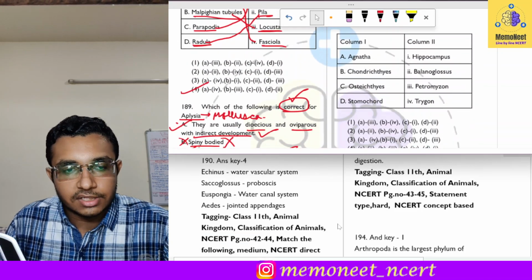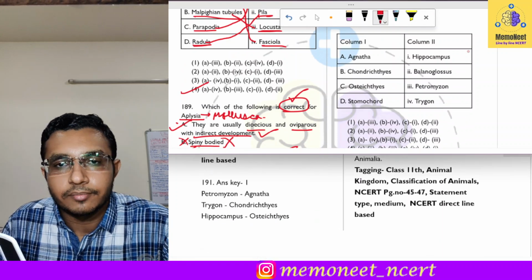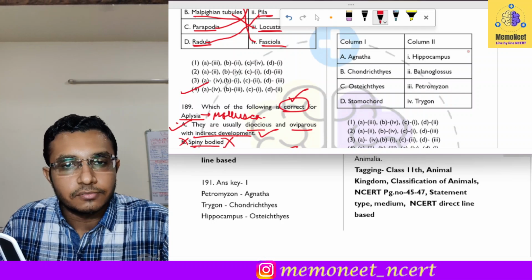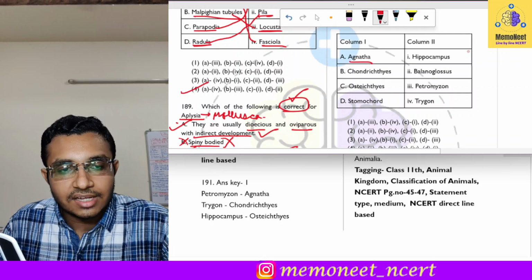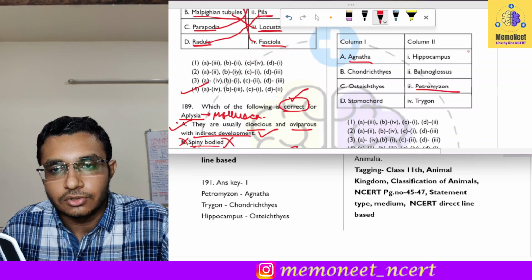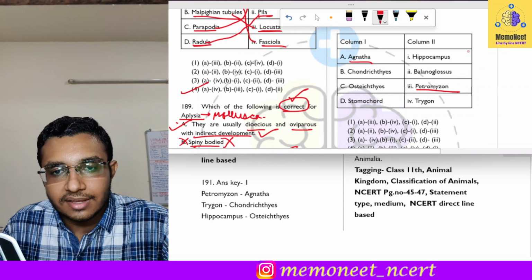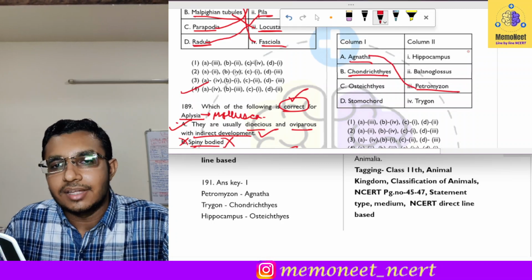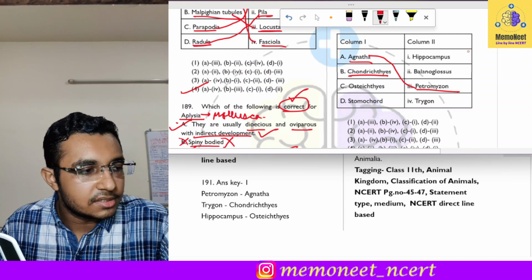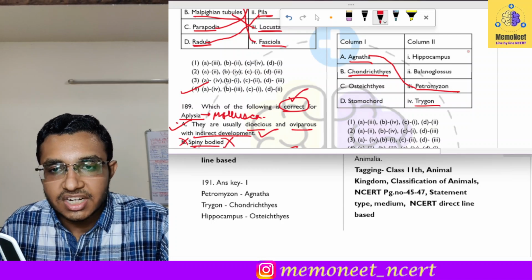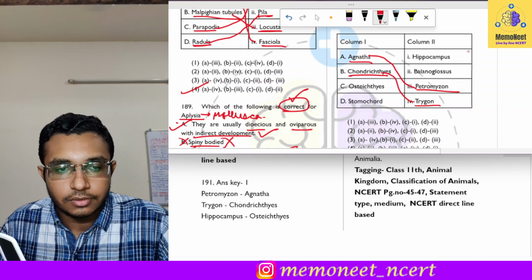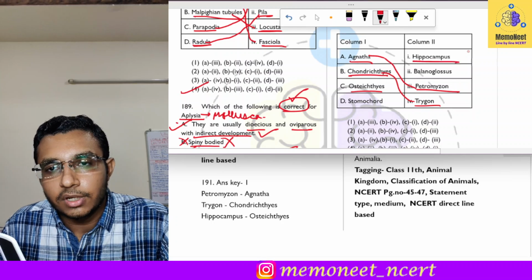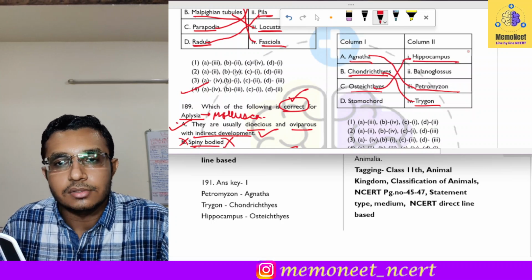Now moving on to the next question, that is question number 191. It is a match the following type of question, and we have to match them. So first is Agnatha. Now an example of Agnatha is Petromyzon, so A goes with 3. Next is Chondrichthyes. An example of the cartilaginous fish, or Chondrichthyes, is which one? It is the Trygon. So B goes with 4. Next is Osteichthyes. An example of the bony fish Osteichthyes is the hippocampus. So C goes with 1.